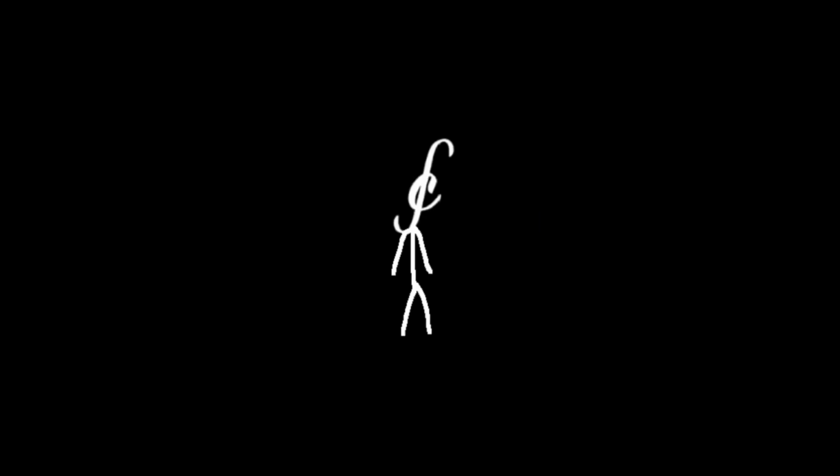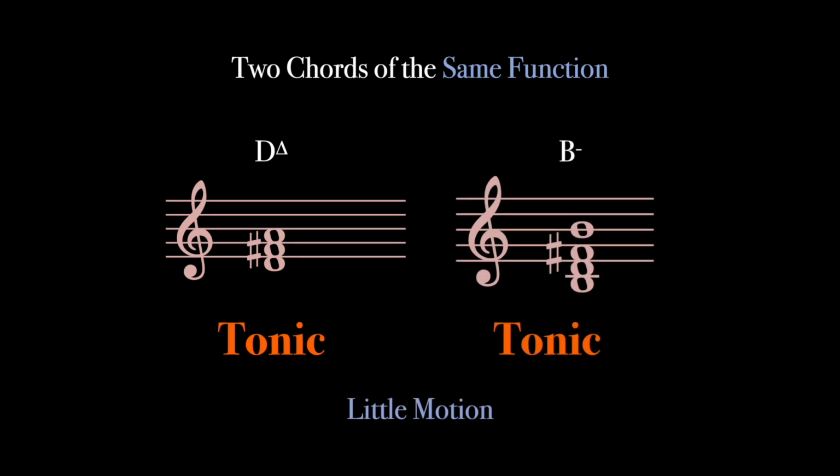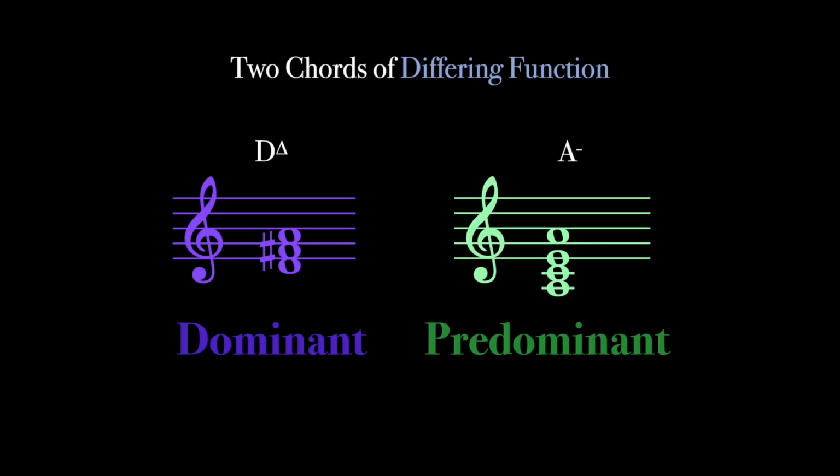Let's start at the beginning. In tonal music, chords have three possible functions. These functions, when paired together, determine the motion of a piece. For example, two chords of the same function, D major and B minor, produce very little motion. Two chords of differing function, D major and A minor, produce more motion.